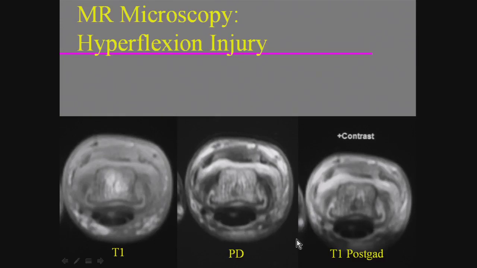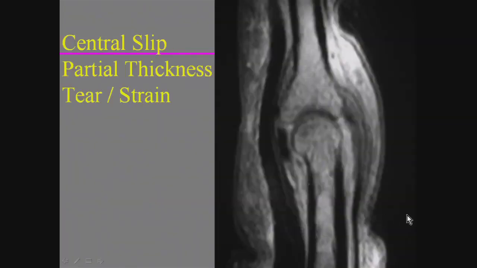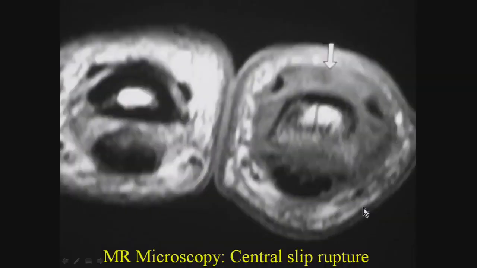This is a hyperflexion injury, which is the most common mechanism for these extensor injuries. And the axial T1, intermediate weighted, and post-GAD images, you can see that the central slip is thickened. There's increased signal intensity. There's abnormal enhancement. In the sagittal plane, when we look at the central slip, you see the thickening, the increased signal intensity. It's not a retracted full-thickness tear of the central slip, which would result in a gap and may result in a wavy sort of appearance. So this is just a partial thickness tear, a strain of the central slip.